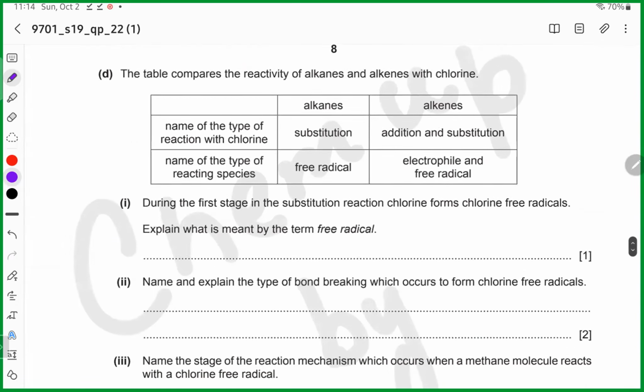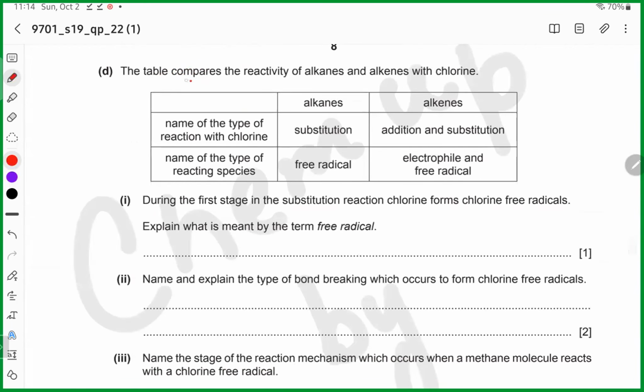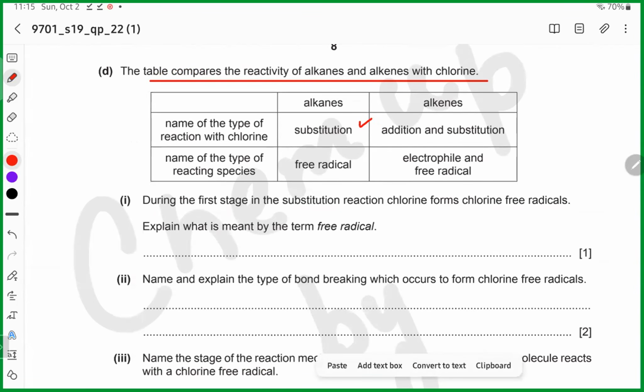Okay. Now the D part. The table compares the reactivity of alkanes and alkenes with chlorine. When an alkane reacts with chlorine, substitution occurs, and in this reaction, free radicals are involved. When an alkene reacts with chlorine, substitution and addition both can occur. If addition is taking place, then the species involved are electrophiles, and if substitution is taking place, then the species involved are free radicals. Is this understandable?